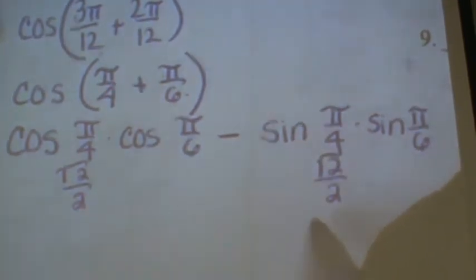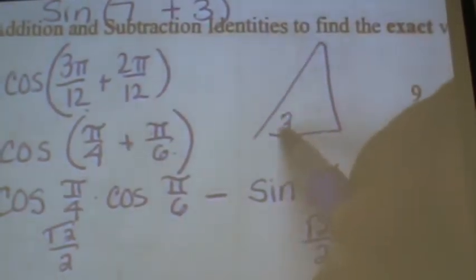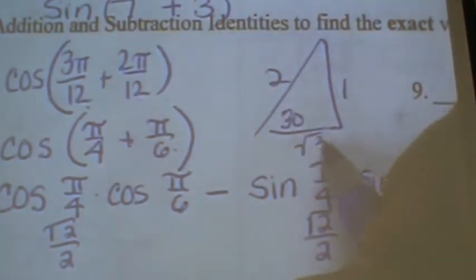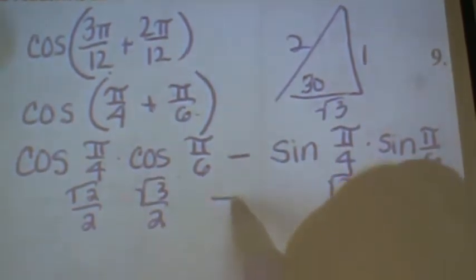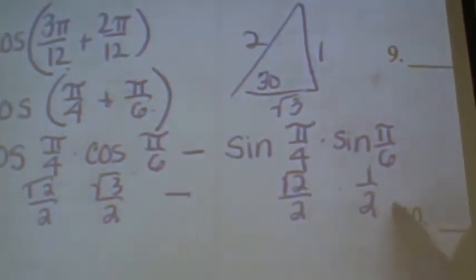Well, where is pi over 4? Pi over 4 is a 45. This is root 2 over 2, and so is this, root 2 over 2. This is a 30-degree angle, and these are the ratios. So cosine of 30 is root 3 over 2, and sine of 30 is 1/2. You gotta know how to multiply these radicals. This is gonna be root 6 over 4 minus root 2 over 4. And so your exact answer would be root 6 minus root 2 over 4. Okay?